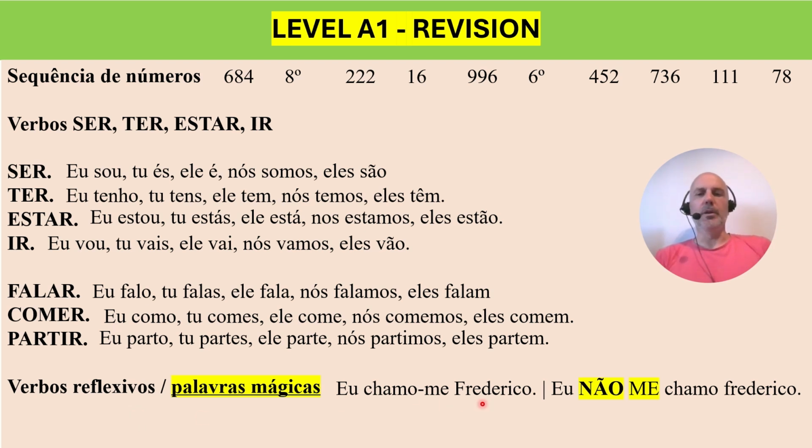Eu chamo-me Frederico. This is an example. I call me, or I call myself Frederico. So, don't forget that a reflexive verb is a verb that we use to describe actions that we do to ourselves or that the subject does to himself. So, I call myself, you call yourself, he calls himself, I wash myself, you wash yourself, we wash ourselves, and so on, okay? Hopefully, you still remember this information from your A1 course.